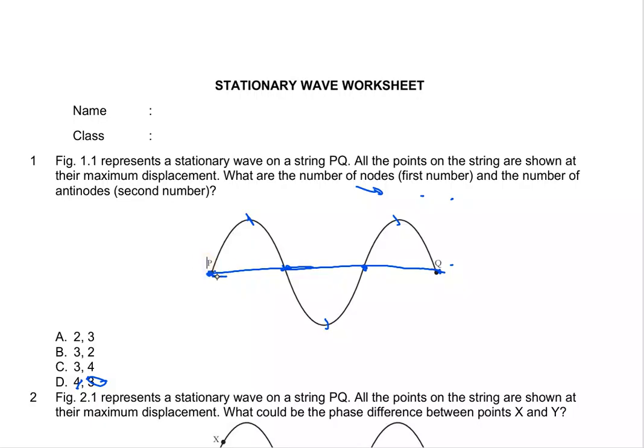Here is also maximum displacement, so it is not a node. A node is at minimum displacement. It's not the loop going down. It has the same amplitude, the same displacement from its equilibrium position as the loop which is going up.